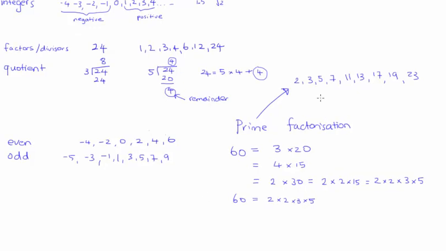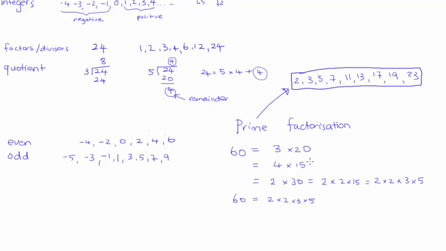In GRE maths, you will rarely encounter a prime number that is above 23. So pretty much these are the only prime numbers that you need to be aware of: 2, 3, 5, 7, 11, 13, 17, 19, 23.